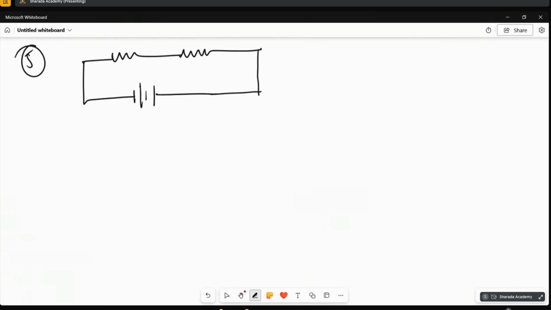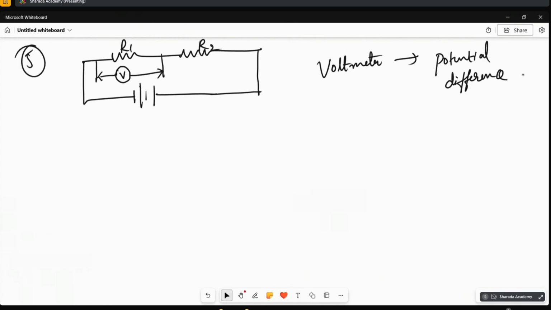That's okay. Think one circuit is there. I want to find the potential difference. So where I want to find, think I have to find it across R1. So I will put the voltmeter here like this. Voltmeter is a device which measures potential difference. And always we measure potential difference between any two points, so it is always connected in parallel.